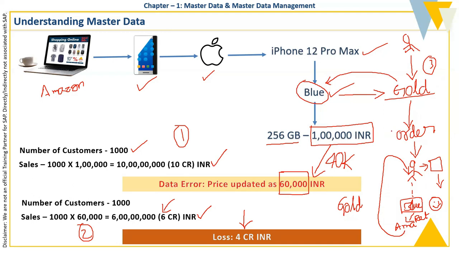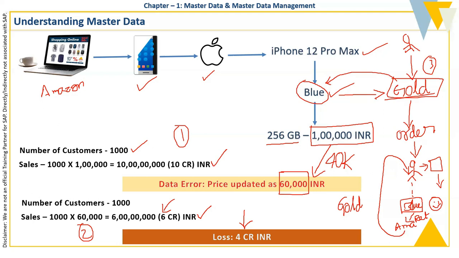That's it. So in the second scenario also we have the data error. In the third scenario also we have the data error. But the effect of this data error is different in both cases, because here the data error happened at the pricing level, and here the data error happened at the color. So the bottom line is, we can't always say that if there is a data error, there is a loss to the organization or company. It matters where that actual error is also.